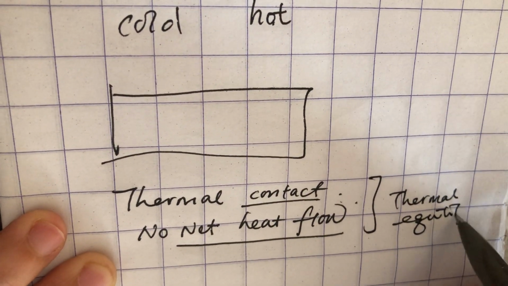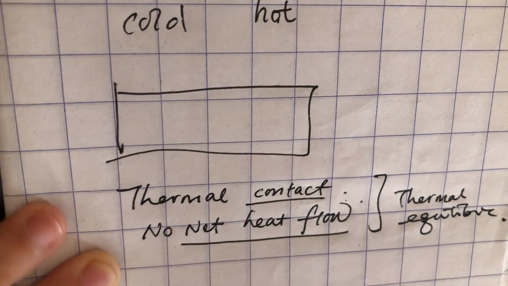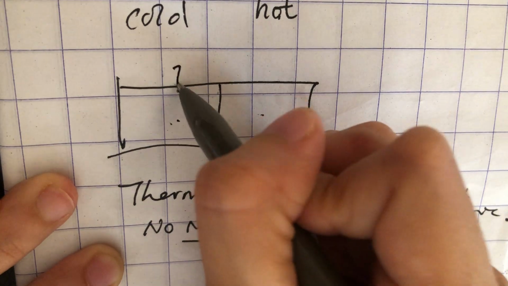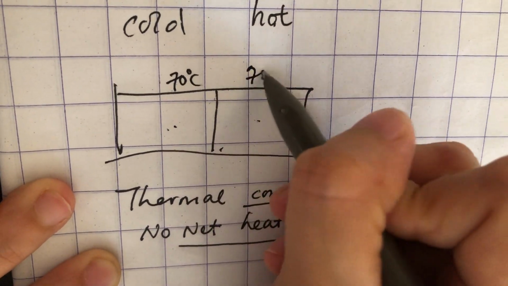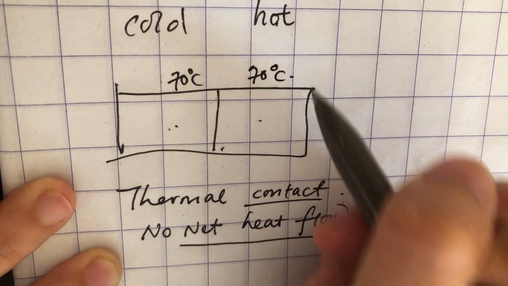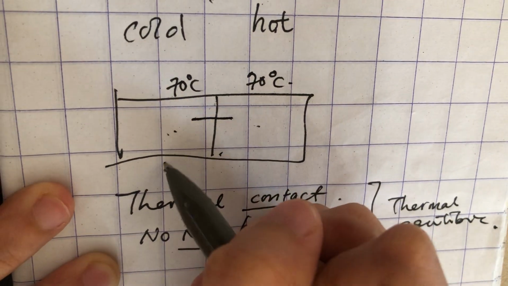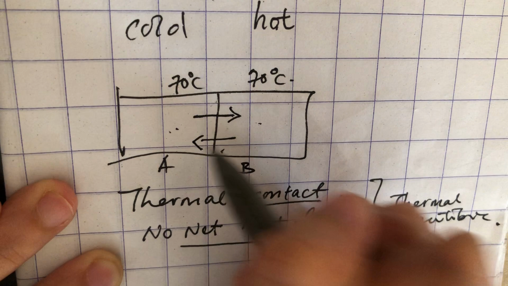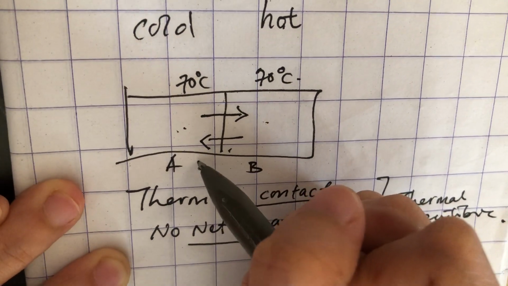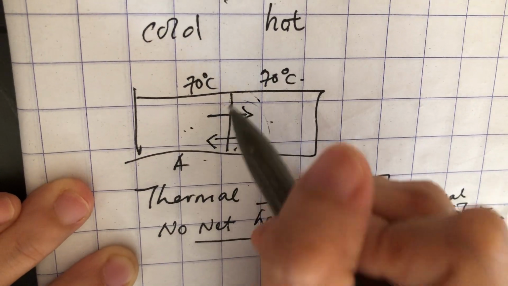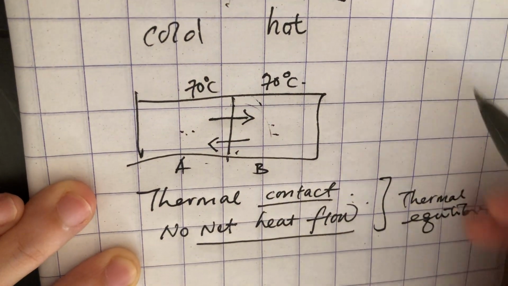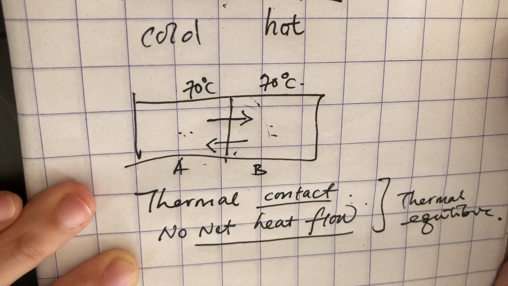So how does it work? It means that if these two things are already at the same temperature, say 70 degrees Celsius and 70 degrees Celsius, then the heat flow from A to B is equal to the heat flow from B to A. So there is no net heat flow between these two objects which are in thermal contact. This is what we call thermal equilibrium.